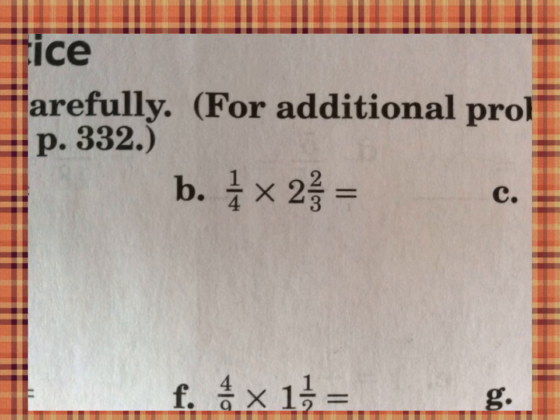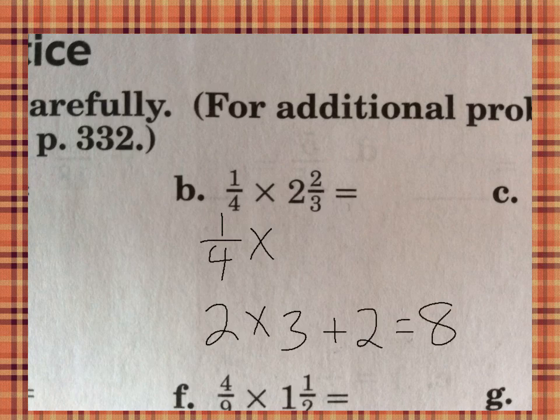B. Let's take our mixed number and make it improper. I'll bring down the 1/4. I'll bring down the multiplication symbol. And now I got to change our mixed number. 2 times 3 plus 2. So 2 times 3, that's 6, plus the 2, that's 8. So we have 8 over 3. All I did was I took our denominator and I moved it down there.